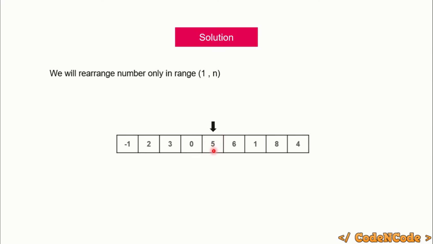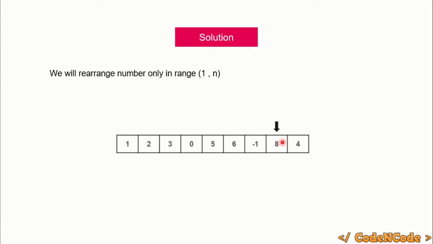Okay, so element 5 is clearly at its correct position. So we will move on to 6. Same goes for 6. 1. Is it at its correct position? The answer is no. It should have been at index 0. So we will check whether index 0 is having 1 or not. Index 0 is not having 1, right? So we will swap element at index 0 with this. So it will become 1, minus 1. This is minus 1. Now we'll check whether this is in the range. The answer is no. So we can move on.